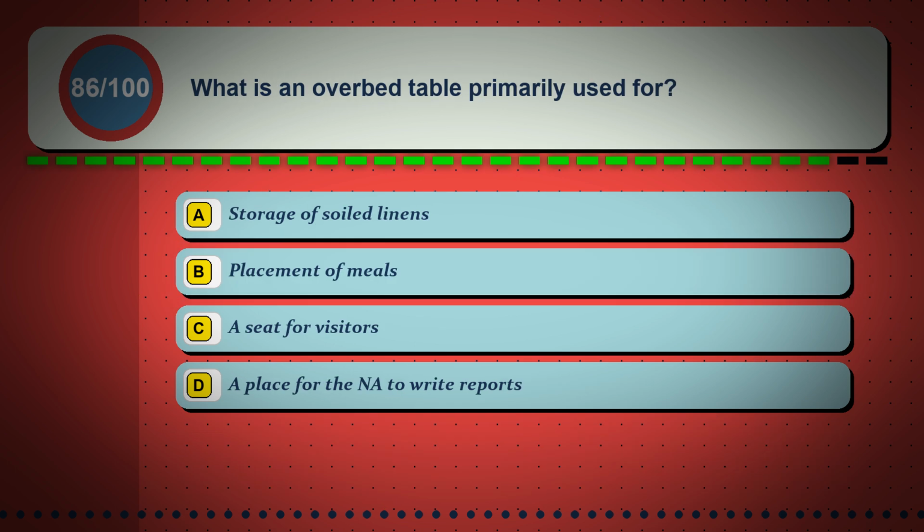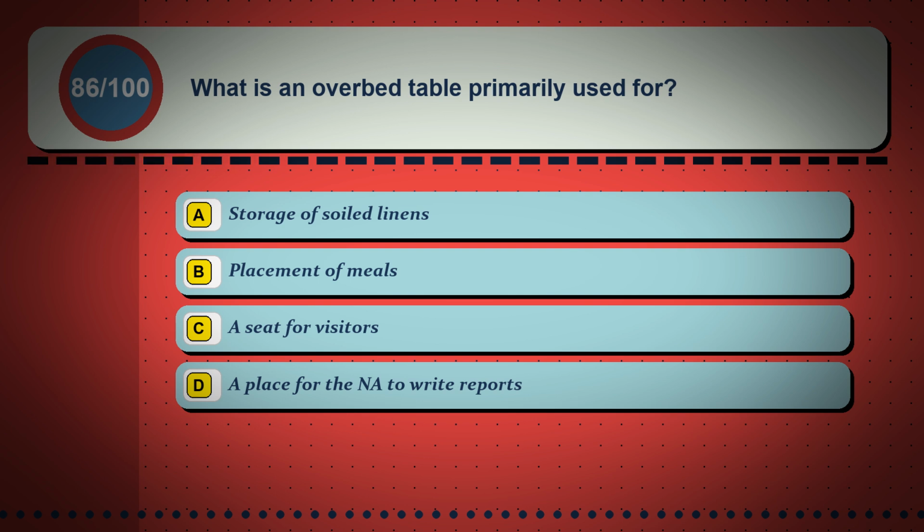Question 86. What is an overbed table primarily used for? Option A, storage of soiled linens. Option B, placement of meals. Option C, a seat for visitors. Option D, a place for the NA to write reports.